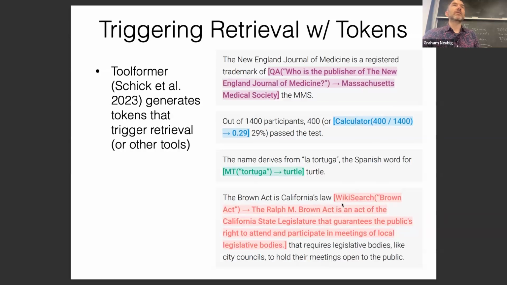One of those is wiki search. That allowed them to perform search over Wikipedia, where they would search Wikipedia for Brown Act, and it would return the first sentence of Wikipedia. And then based on that, they would condition the following generations. The interesting thing about this paper is it's basically unsupervised other than prompting the model about what tools exist. The way they create training data for this is they use the tool, and if the tool increases the likelihood of the following generation, they keep that as training data. If it doesn't increase the likelihood, they throw away that example.